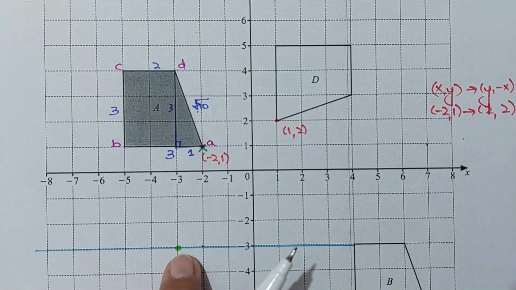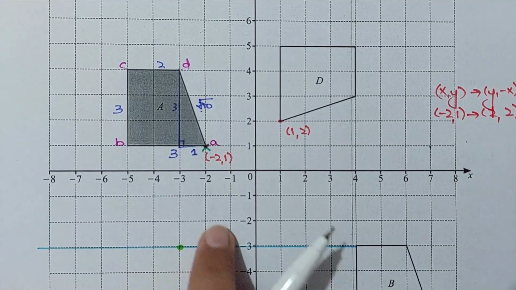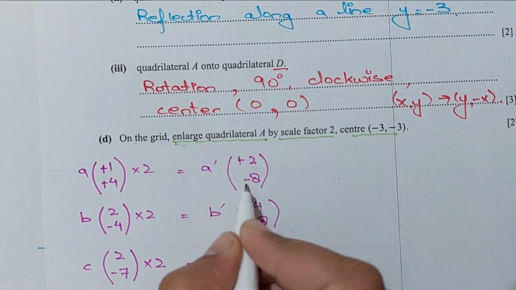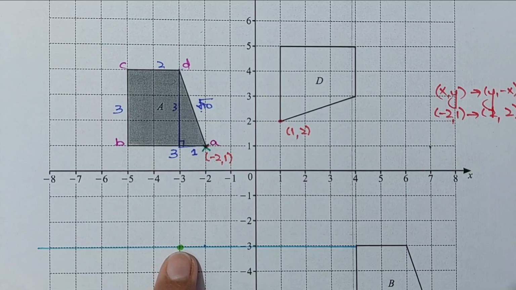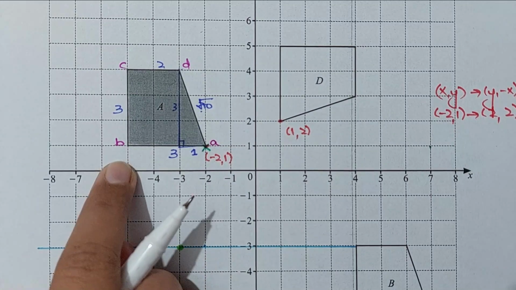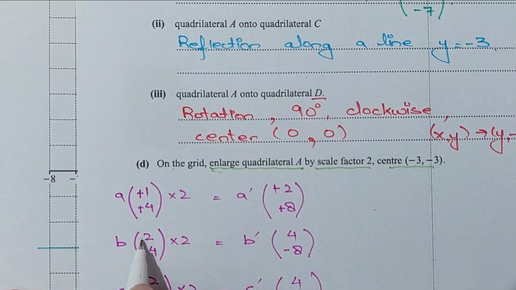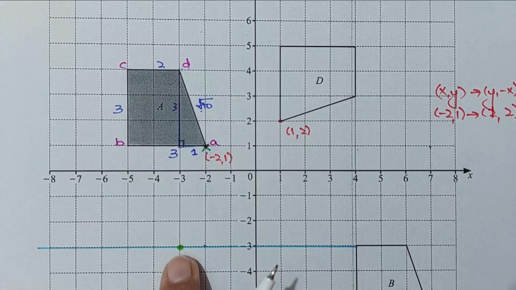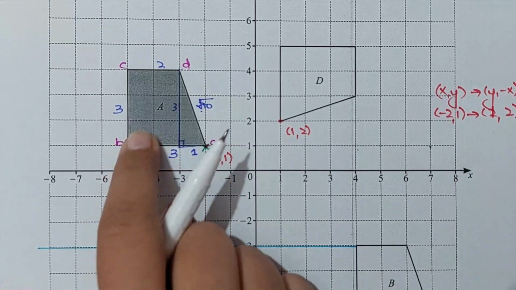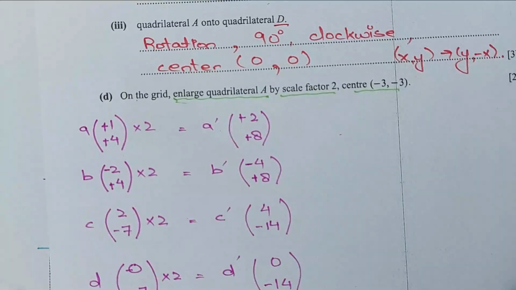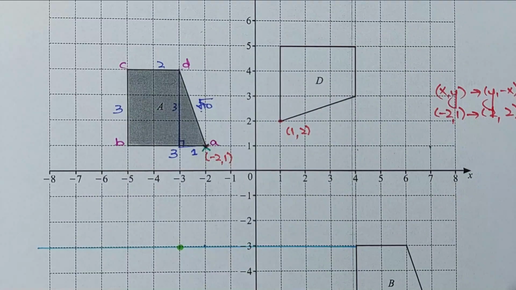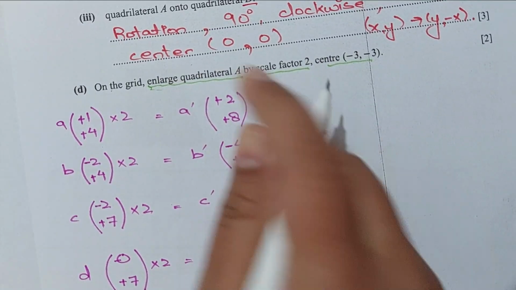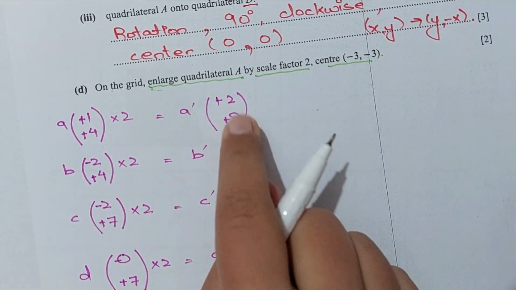So from the center, we have to measure the distance. 1 right and 1, 2, 3, 4 up. 1 right and 4 up. It becomes positive. And for B, 2 left and 1, 2, 3, 4 up. 2 left and 4 up. So -4 and +8. Okay. For C, 2 left and 1, 2, 3, 4, 5, 6, 7 up. -2 and +7. And for D, we just move 7 units up. So this is plus, this is minus. These are the new distances for A prime, 2 and 8.